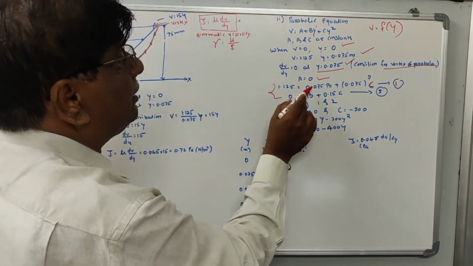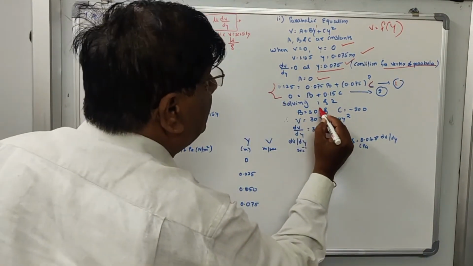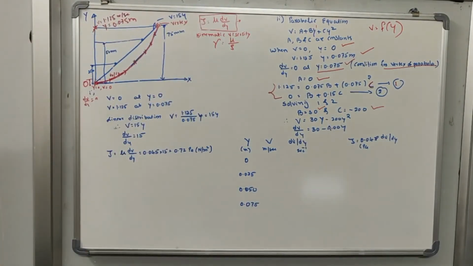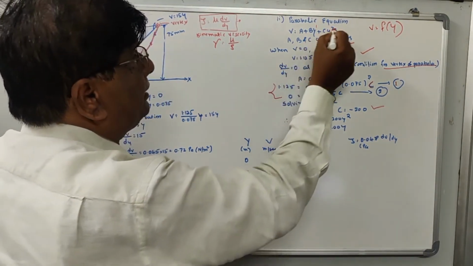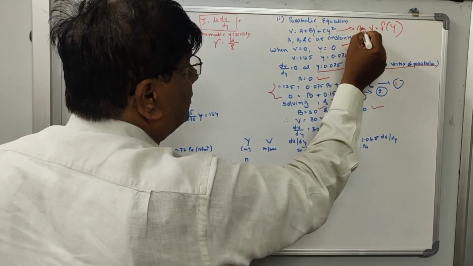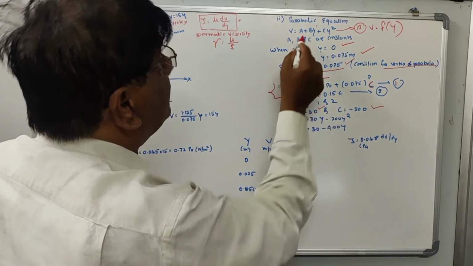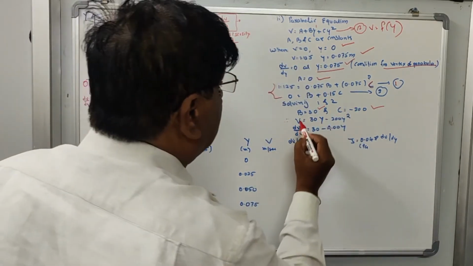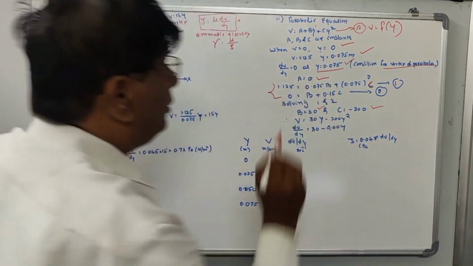Okay, these are the simultaneous equations. Solving these two equations, you will get b is equal to 30, c is equal to minus 200. So now you have substituting the values of a, b, c in this equation. Okay, let this equation be A. So substituting the value of a, b, c, a is equal to 0, b is equal to 30, c is equal to minus 200. So you have v is equal to 30 into y minus 200 into y square.